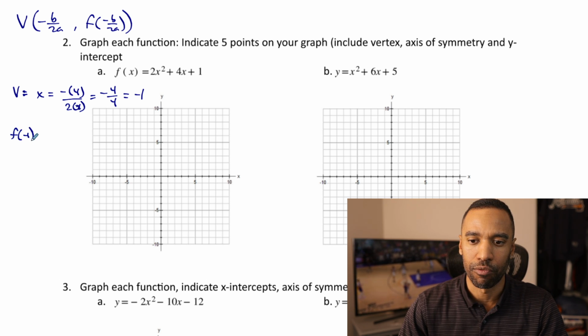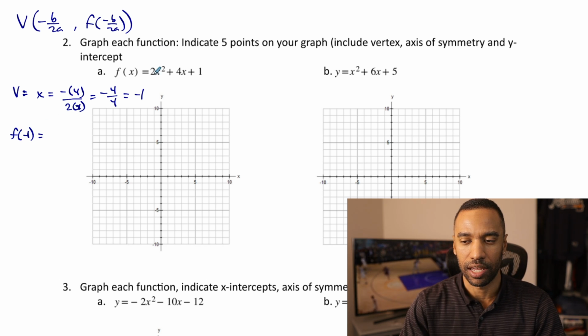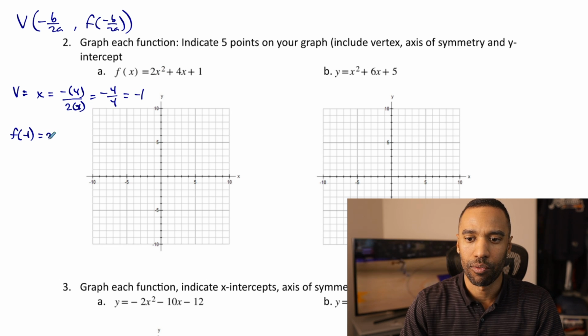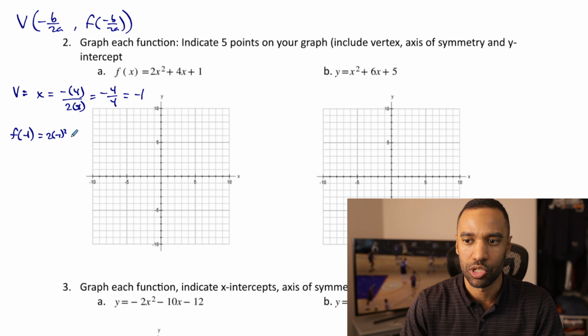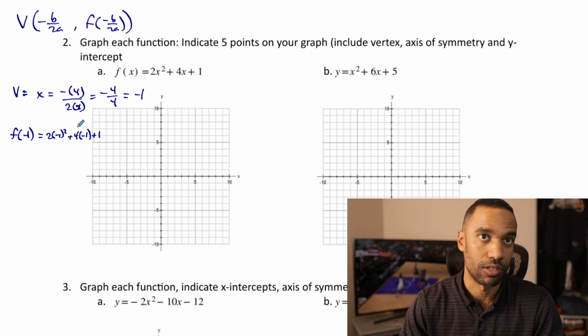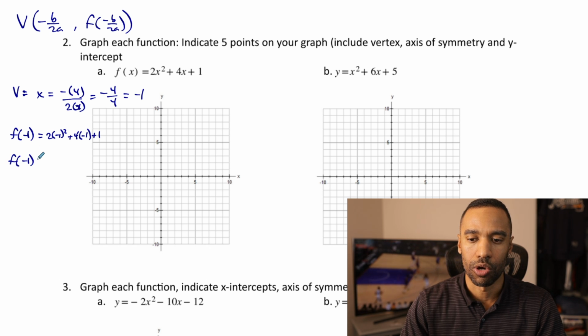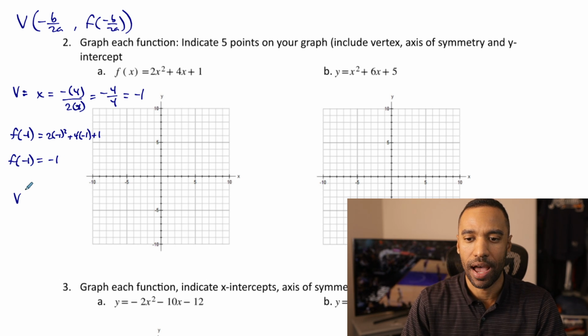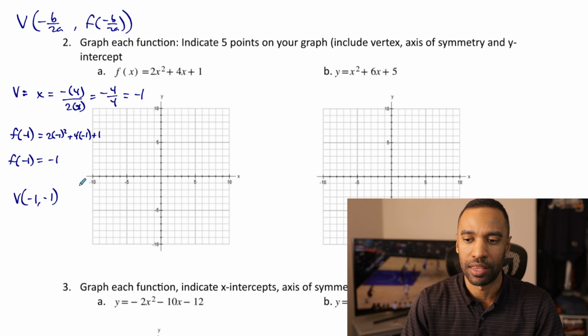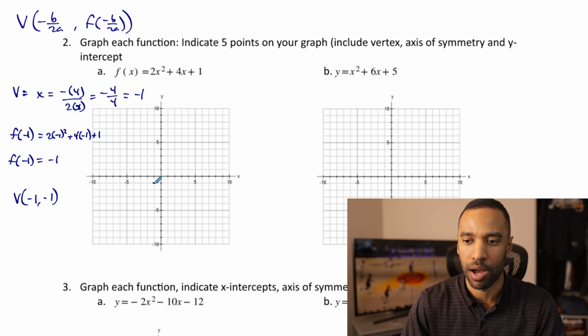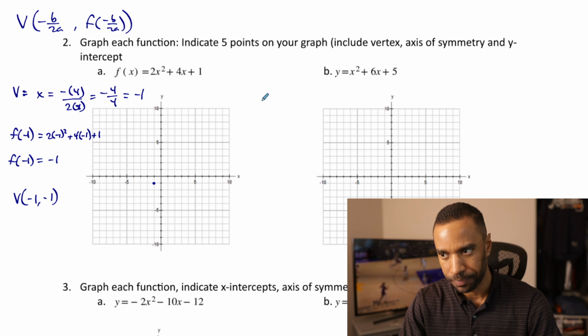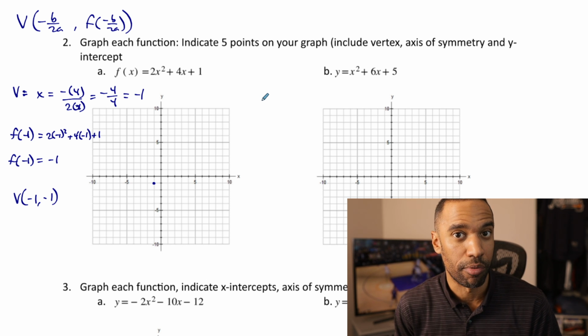And f of negative 1, if I substitute negative 1 into here to get the y value, I get negative 1 squared, which is 1, times 2 is 2, plus 4 times negative 1, which is 2 minus 4, which is negative 2, plus 1 is negative 1. So you plug in negative 1 for x, you get negative 1 for y. Your vertex is at negative 1, negative 1. This is one way we can do these problems. It's the only way I'll do this one. It's probably the way I would have preferred.